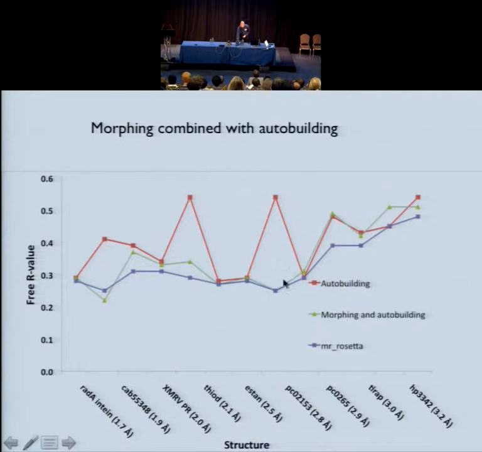And as I said, those go in the order of auto building, morphing, MR Rosetta, and the amount of time required. So what you would do is try simple refinement first. If you solve your structure that way, great. Doesn't work, try morphing. Doesn't work, try MR Rosetta.